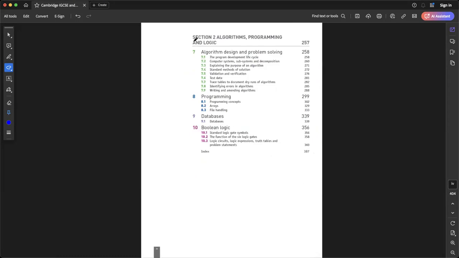Second, we have section 2, algorithms, programming, and logic. Again, we have only 4 chapters, but they are not small, and chapter number 7 is a very detailed chapter. You can see the topics. Then we have programming, the most important chapter, and databases, a very important and in-depth chapter. And then Boolean logic, of course, my love bug. I love this chapter, Boolean logic.